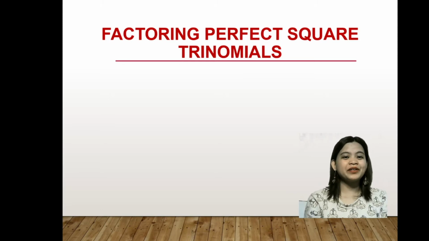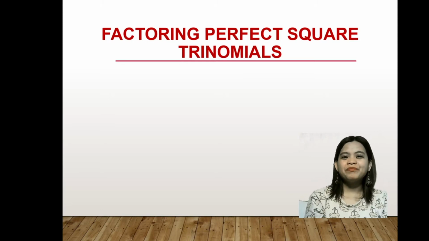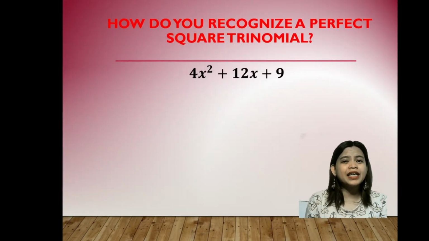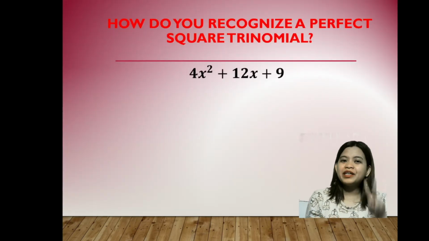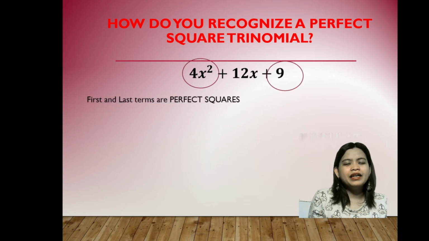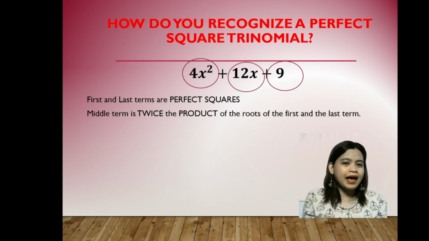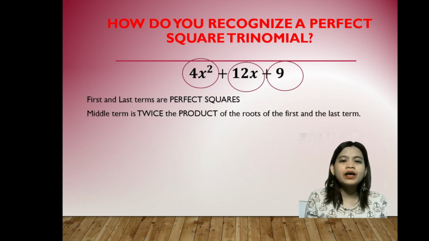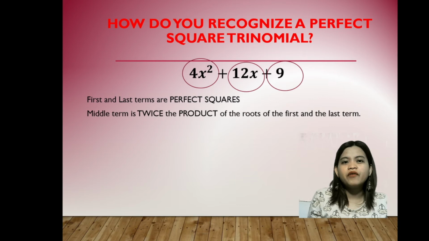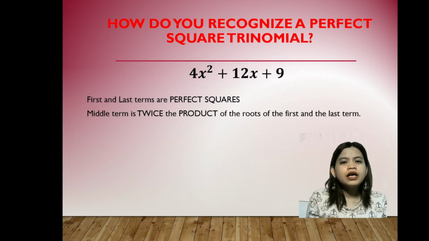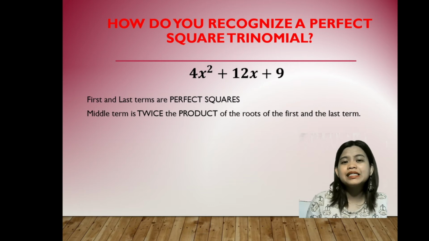Ating pag-uusapan ang tungkol sa factoring perfect square trinomials. How do we recognize a perfect square trinomial? Meron tayong dalawang kondisyon. Ang una ay, the first and the last terms are perfect squares. Ang pangalawa naman ay, the middle term is twice the product of the roots of the first and the last term. In our example, we have 4x squared plus 12x plus 9.